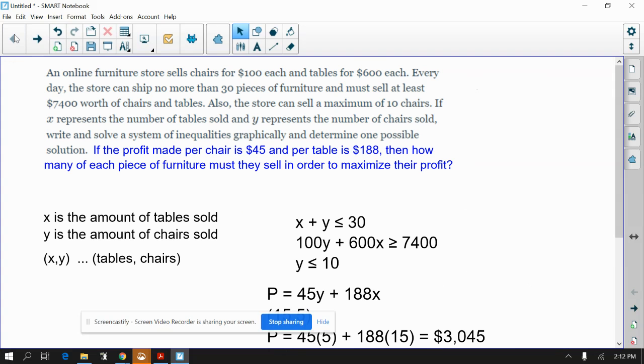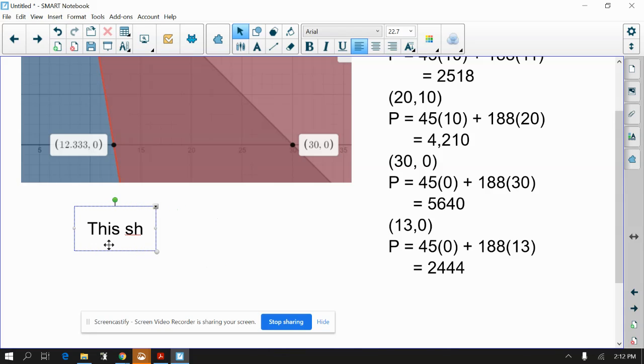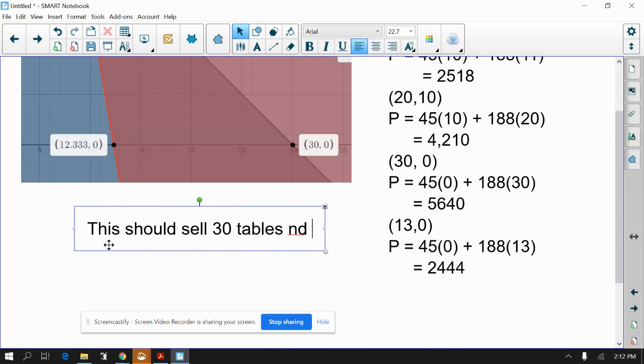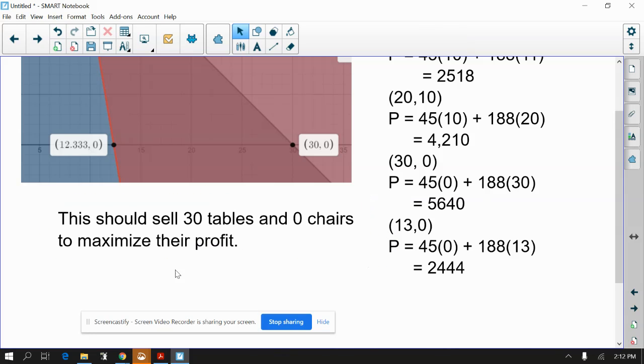So the results, I already forgot, tables and then chairs. So this company, if you were working for them, should sell 30 tables and 0 chairs to maximize their profit. That is the end result. So in other words, chairs don't really matter in this scenario. Hopefully that makes sense.